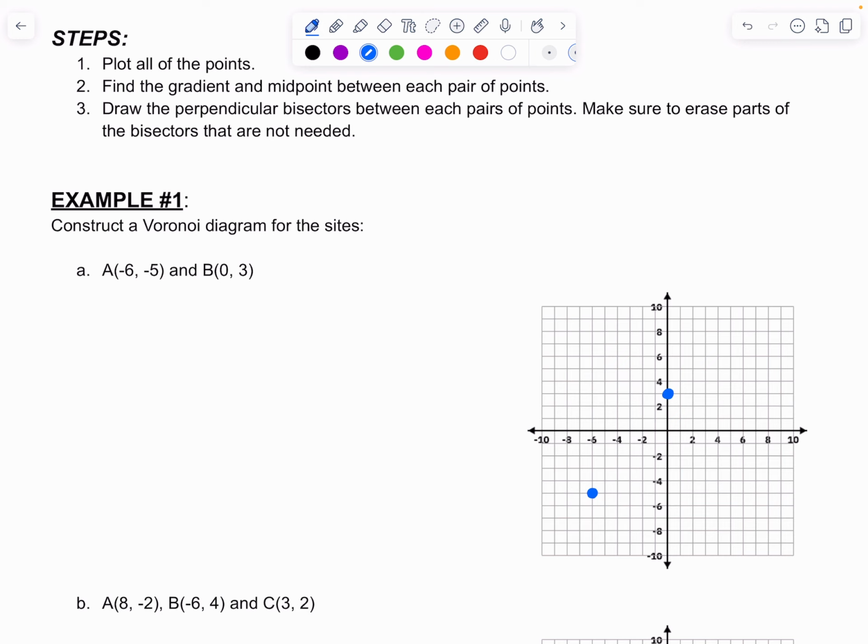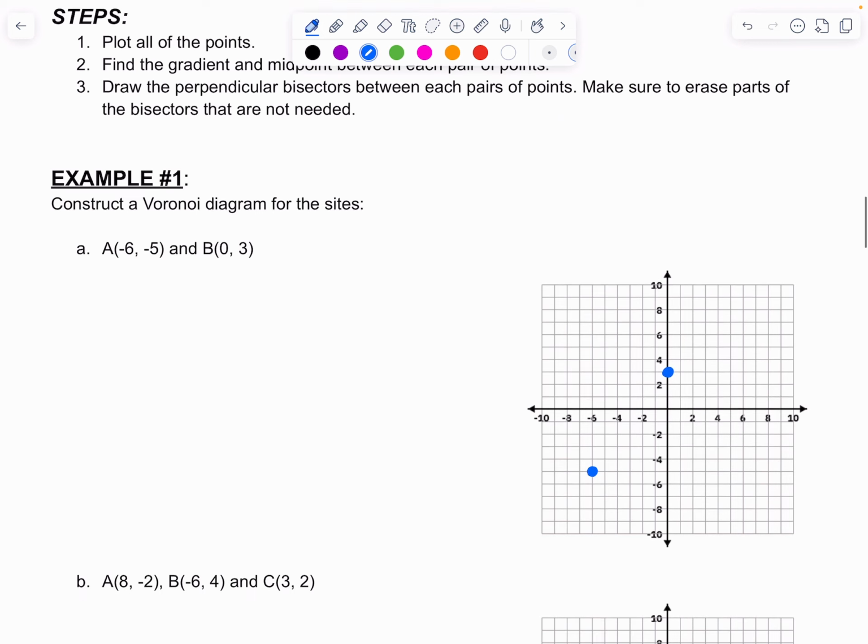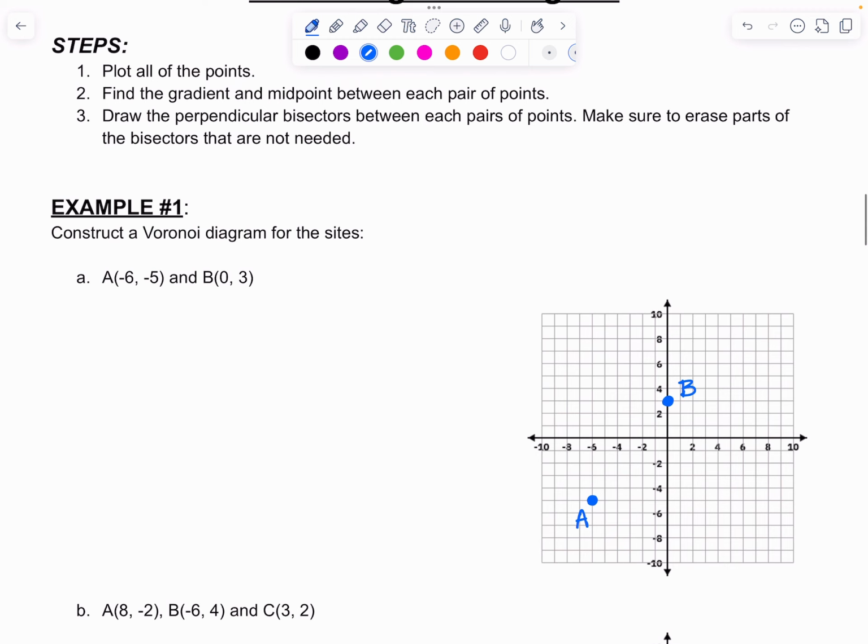So now that I've done that, I can now move to step 2: find the gradient and midpoint for each pair of points. So I have 2 points, so I only have one of them to find.